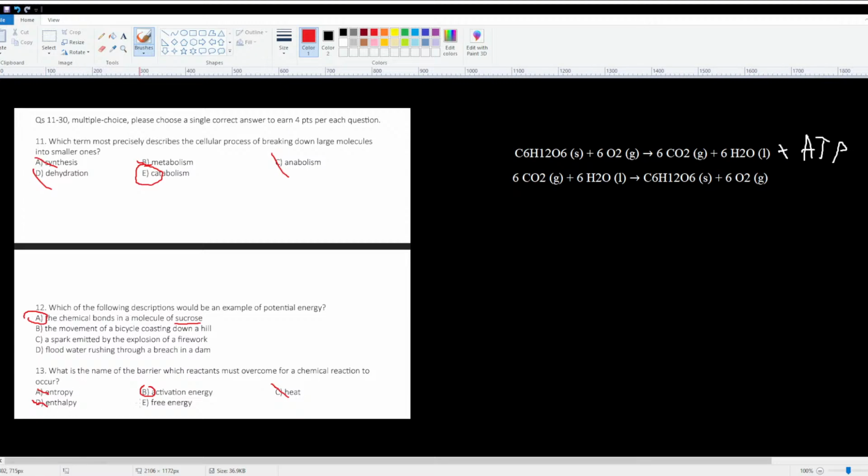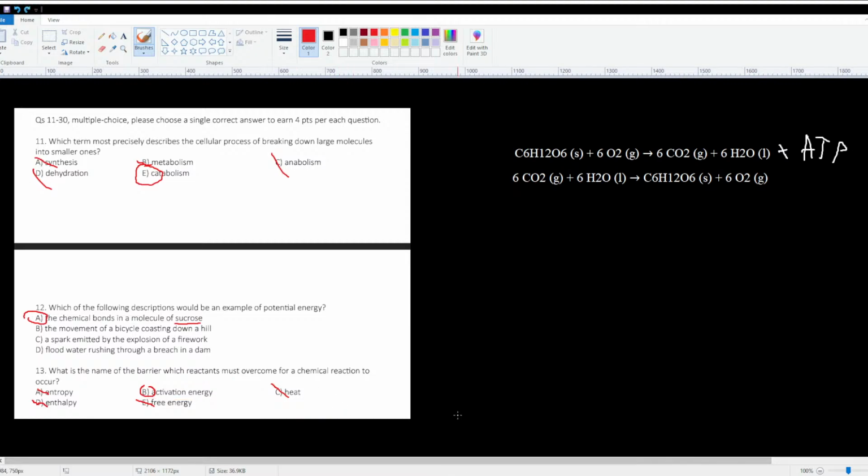And free energy, much like enthalpy and entropy, is a result. It is not something that you have to overcome. It is an intrinsic property. So all of these are not helpful to the question. The question is asking what is the barrier. So even just looking at the language, what's the barrier that reactants must overcome? Well, for something to be activated, it needs to cross a barrier, right? So the best answer would be activation energy.